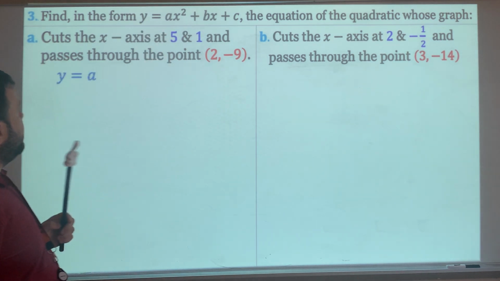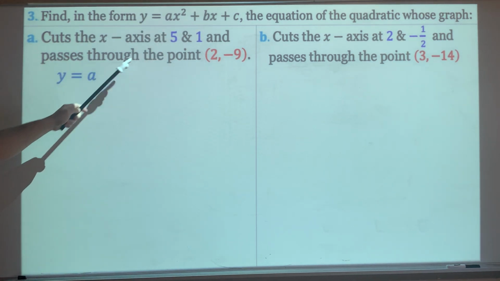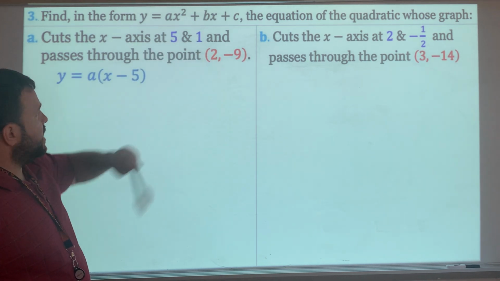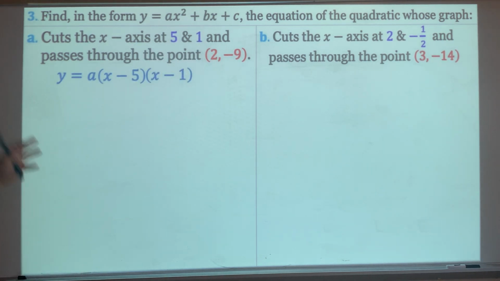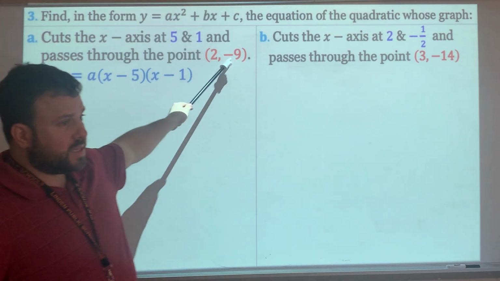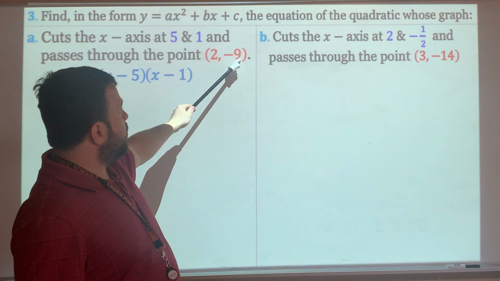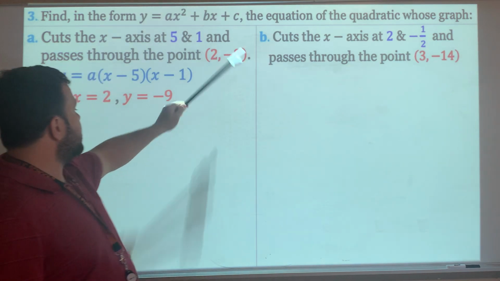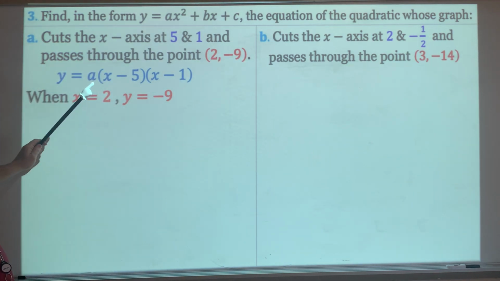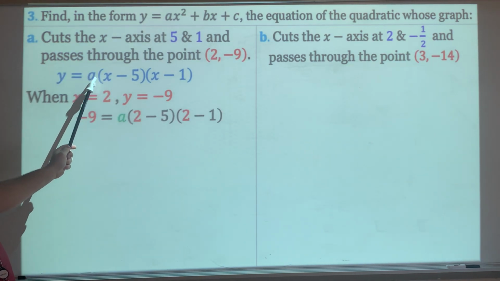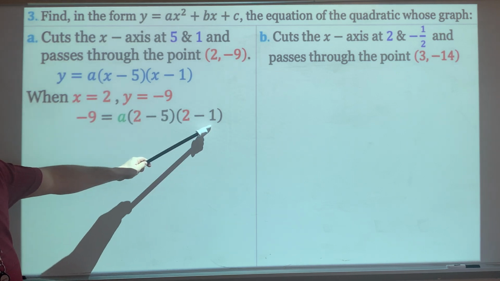We're going to use that 5 and 1. So y equals a, x minus 5, x minus 1. Okay, so we used the x-intercepts to set up our base equation. Now we're going to use this point to solve for a. When x is 2, y is negative 9. All right, so negative 9 equals a, 2 minus 5, 2 minus 1.